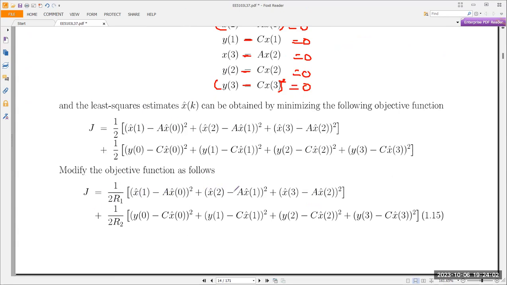All the x equation, you see, I divide by R1. All the y equation are divided by R2. So if R2 is 2, R1 is 1, then this second half has less contribution to J. And so the y equation or the measurement that you get has less influence in finding your x hat.